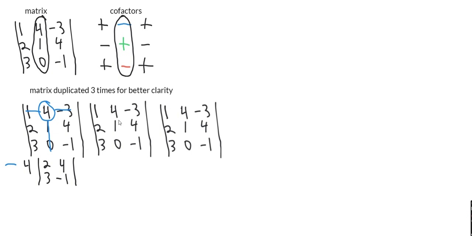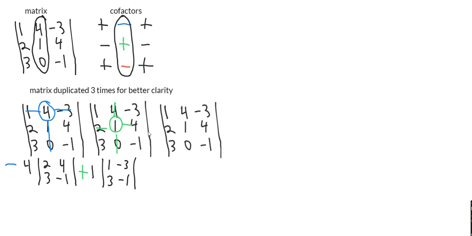Okay, let's expand down to the next one. That's 1, so you're going to cross out the row and the column that 1 is in. That is in a positive position there. The cofactor is positive. So positive 1. What's left is what's not crossed out. That minor is 1, negative 3, 3, negative 1.